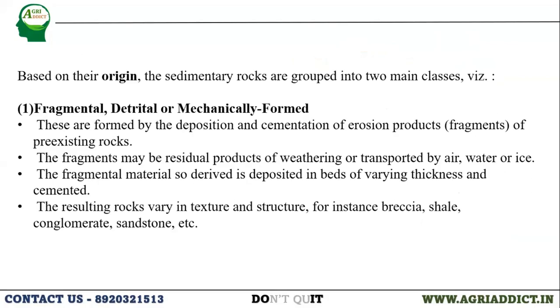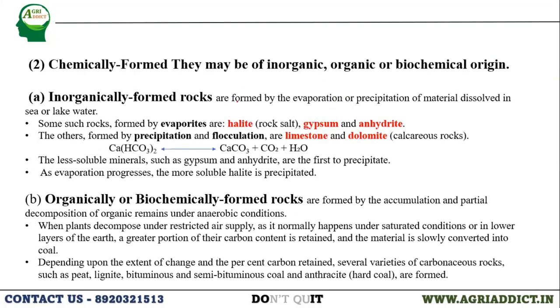Again, sedimentary rocks are classified into two main classes. Fragmental, detrital, or mechanically formed. Fragmental means just it is breakdown of rock. It is nothing but fragmental or mechanically formed sedimentary rock. Examples are important again here. And chemically formed means some chemical agents which are inorganic, organic, or biochemical will influence the formation of rocks here. Same, chemically formed rock also, examples are important.